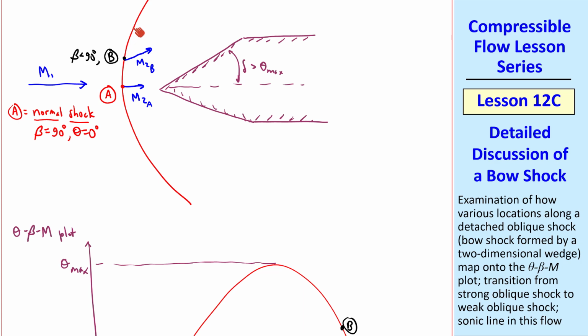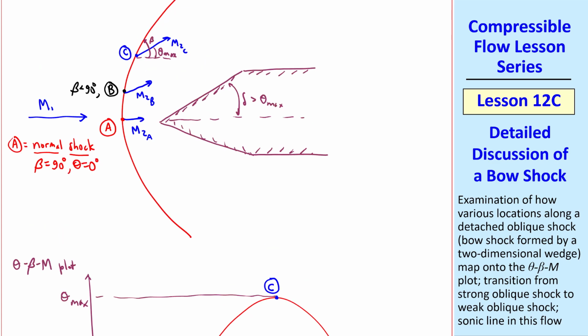As we keep moving on this curve, we'll get to some location, which I'll call C, which will be located at the theta equal theta max point along the theta-beta-M plot. M will increase as well, call that M2C, and this turning angle will be theta max. Beta here will be smaller than beta B, since we're moving to the left on this curve. Mach number 2 is still subsonic, but it keeps turning further upward.